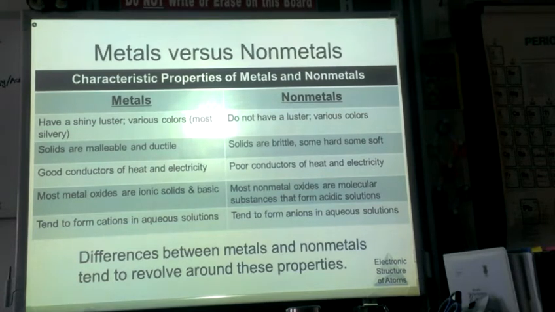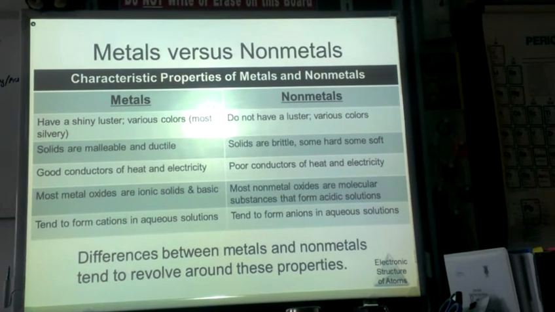Most metal oxides are ionic solids, so most often we see that metals will form ionic compounds, and usually if we react these metal oxides, they typically will form some type of basic solution. And if we try to dissolve these metals in a solution, we know that metals typically will form cations.